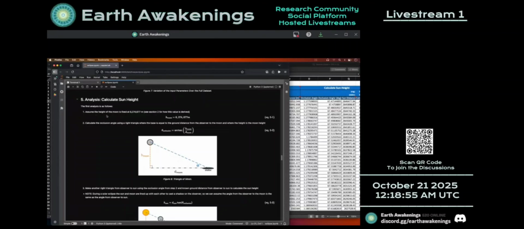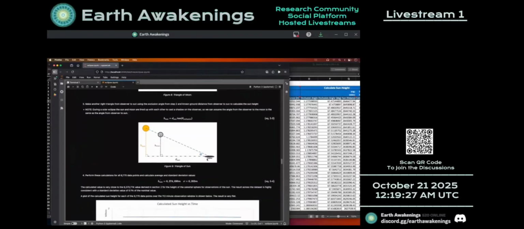The first step is we're going to assume the height of the moon is fixed at the 6.27 million meters number we found in section 2. H moon equals 6.274 million meters. Step 2, calculate the occlusion angle using a right triangle where the base is equal to the ground distance from the observer to the moon and where the height is the moon height. So the occlusion angle becomes the arctangent of the height of the moon divided by the distance.